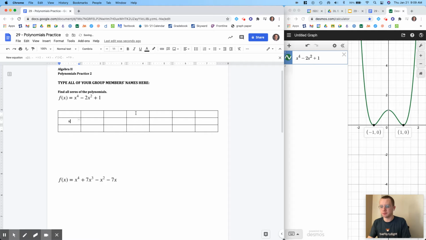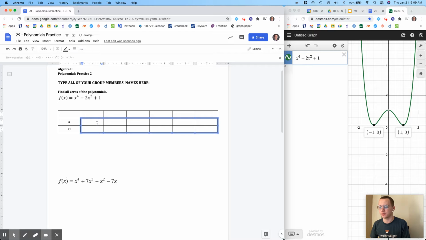I'm going to divide by x plus 1. So I'm going to write x and then plus 1 on this side. So that's going to be what I'm dividing by. What I'm dividing is going to go inside the box. So I'm going to highlight this stuff, and I'm going to make the box a little bit thicker so that you can see that that's what's inside the box. And then the top of the box is going to be my answer to the division problem. So I'm going to start with x to the 4th.